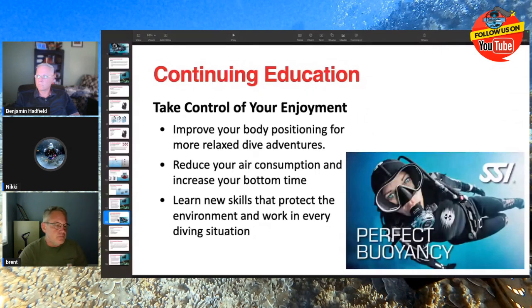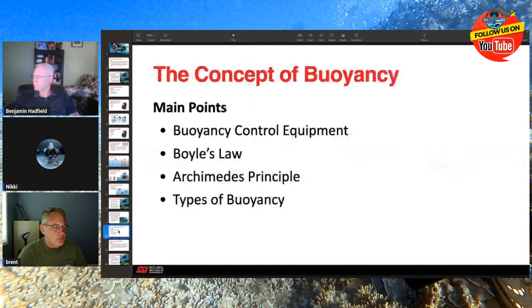So this is something I talked about a little bit earlier, but one of the classes that we offer beyond open water is perfect buoyancy. This is a great class to help us improve our body positioning for relaxed dive adventures. And by finding that neutral buoyancy position, we'll also reduce our air consumption and increase our bottom times. Plus, we'll be able to learn new skills in a way that protects the environment and work in every diving situation that we're in. Whether we're diving at Ryrie, where we've got this nice kind of gentle slope that we're trying to avoid stirring up so we can continue our dive. So this is a class that I would highly recommend taking.